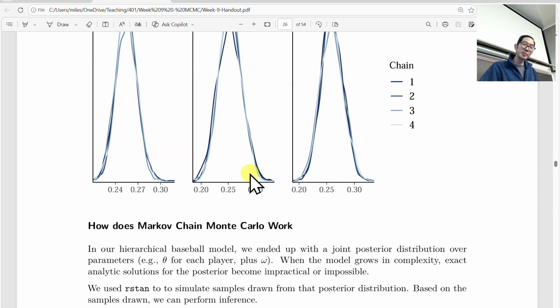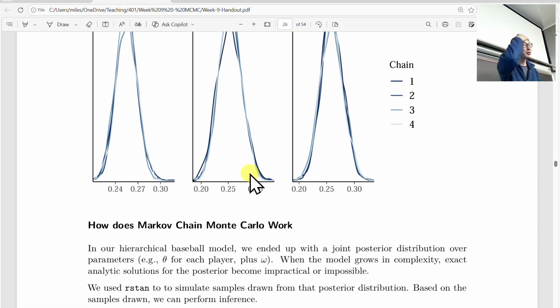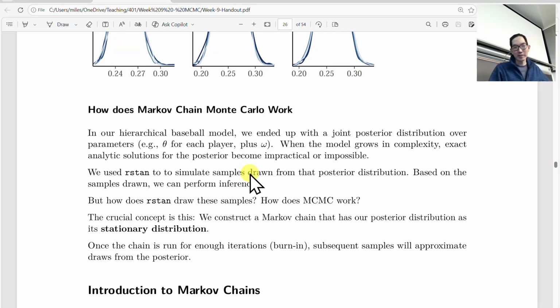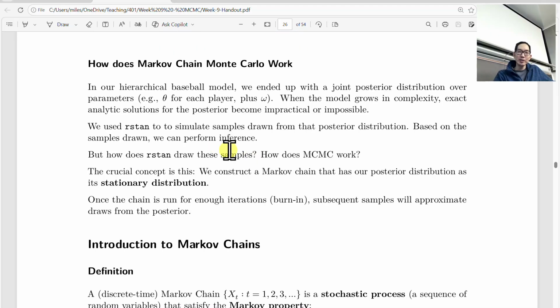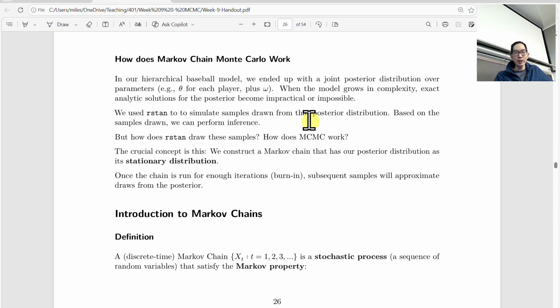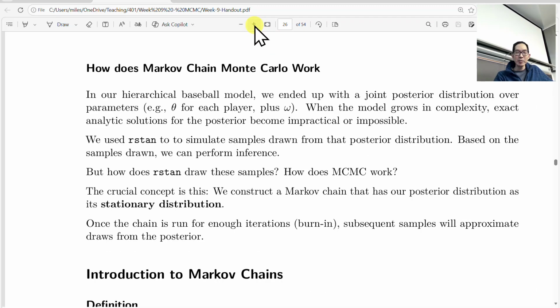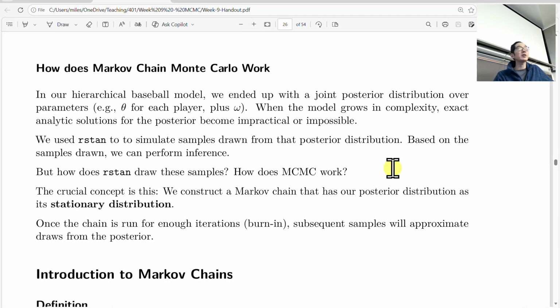And again, I will just refer you to the Stan documentation as far as doing more models. We'll take a step back and say, well, how does this kind of stuff work? How does Markov chain Monte Carlo even work? And we'll talk about Markov chains.